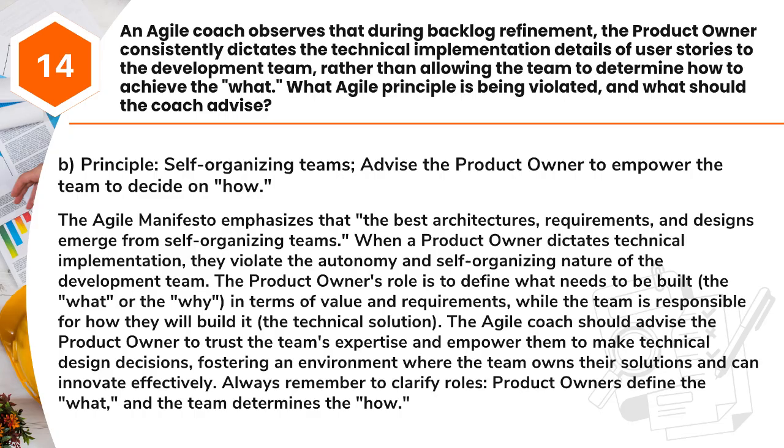The product owner's role is to define what needs to be built, the what or the why, in terms of value and requirements, while the team is responsible for how they will build it, the technical solution. The Agile coach should advise the product owner to trust the team's expertise and empower them to make technical design decisions, fostering an environment where the team owns their solutions and can innovate effectively. Always remember to clarify roles. Product owners define the what, and the team determines the how.